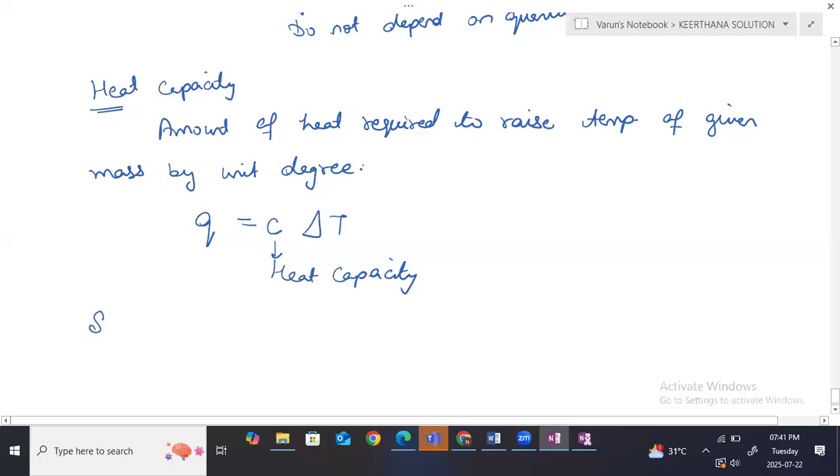In this, I have written that amount of heat required to raise temperature of given mass. If I have fixed the mass quantity also, like 1 unit mass is there, and I have to raise its temperature by 1 unit degree, then I will say that this is the specific heat as I have fixed the quantity of mass also. So I will say it is specific heat. Clear? Yes, ma'am.